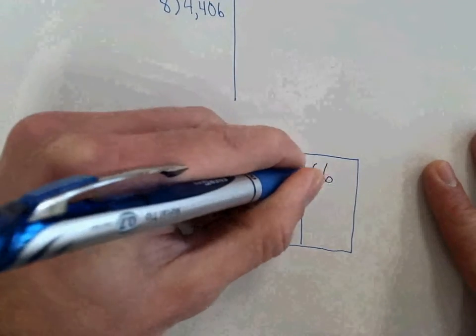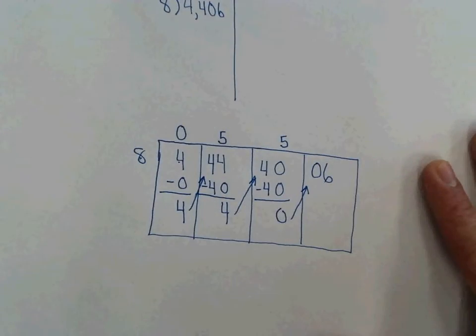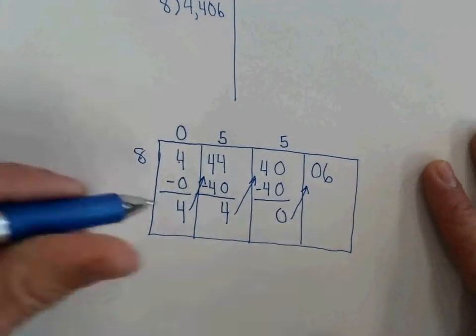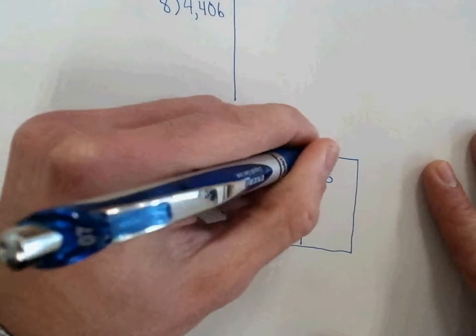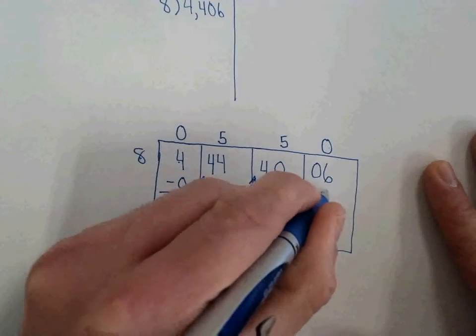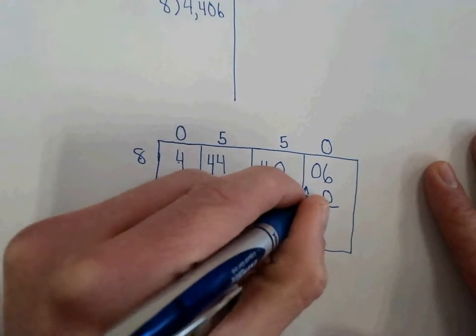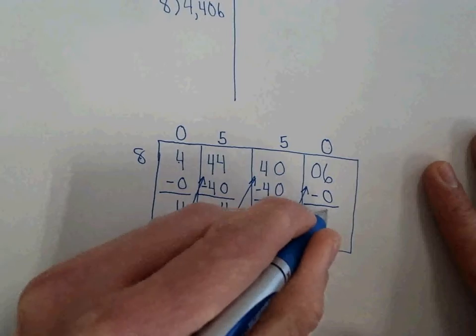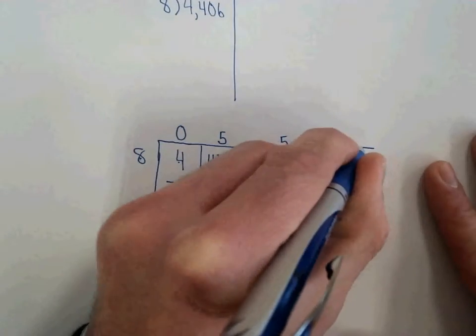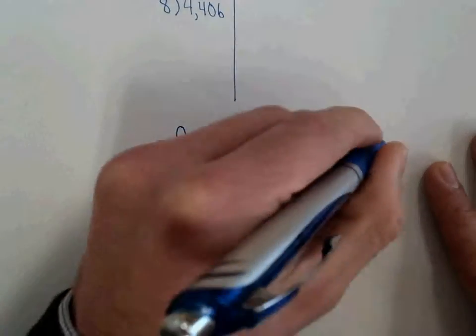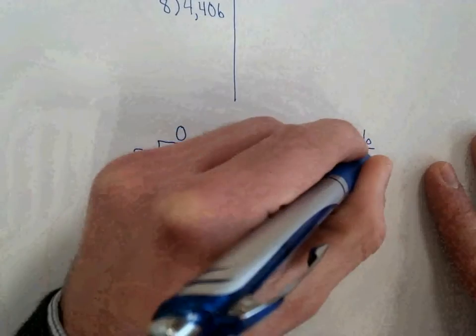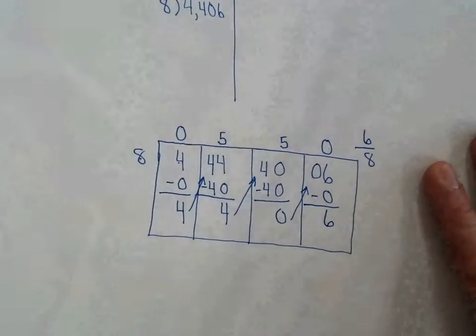They're going to bring the 0 right up here in front of the 6. How many times does 8 go into 6? It goes in there 0. 0 times 8 is 0. Minus that, 6 minus 0 is 6. So my remainder is 6. So what we can do is we can go 6 over 8, or 6/8.